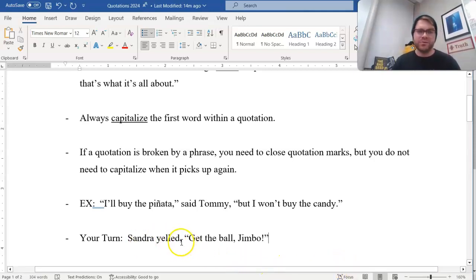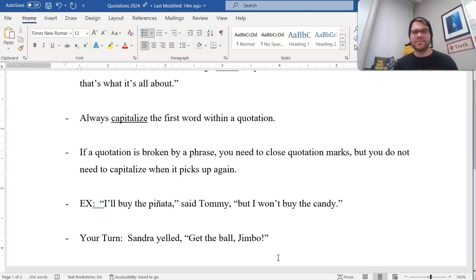Commas are oftentimes used to introduce quotes. So notice here, yelled is telling us that some kind of quotation is coming up. Notice that the G in get is capitalized. Capitalize the first word within a quotation. I did put the exclamation mark inside of the quotes here because the exclamation mark belongs with Jimbo. It is part of the quote that Sandra yelled. I do want to make sure that stays inside of quotation marks.